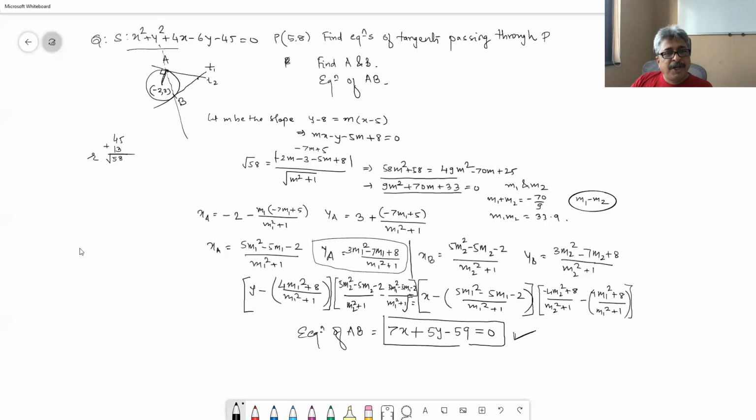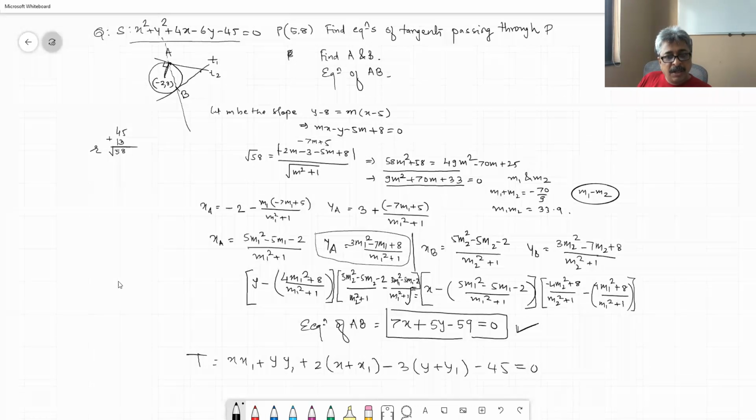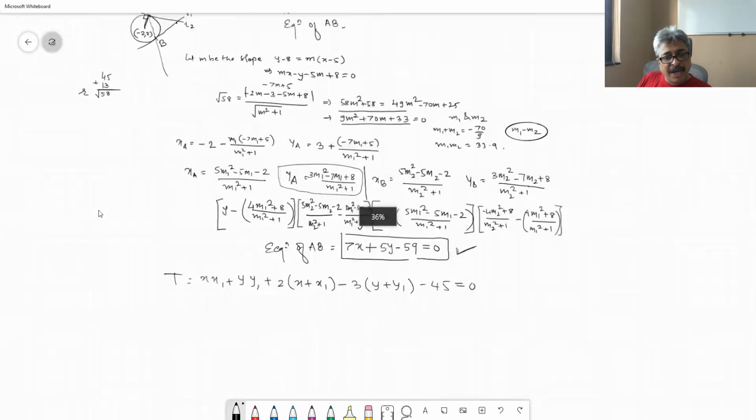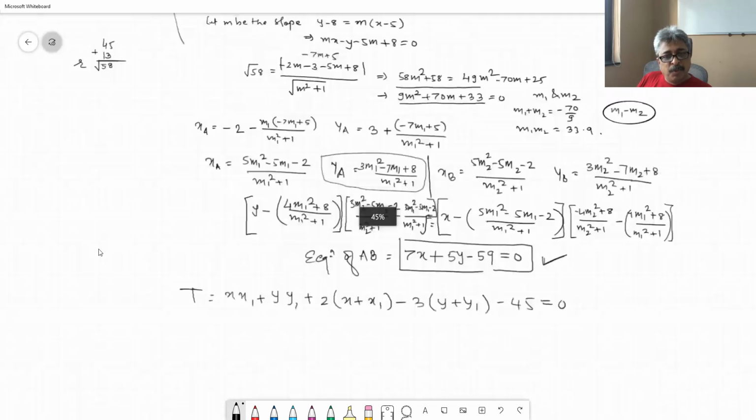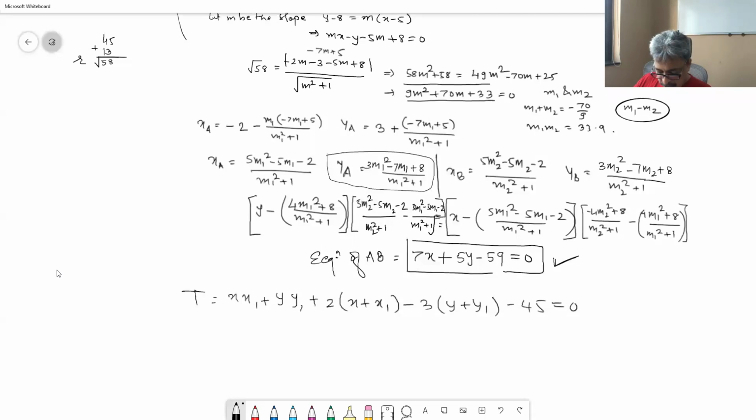what is the equation of T that we have found out for this equation? T is equal to xx1 plus yy1 plus 2 into (x plus x1) minus 3 into (y plus y1) minus 45 is equal to 0. If x1, y1 belongs to the circle, then this would have been the equation of tangent, right? But unfortunately, the point given to us is 5, 8, and it does not belong to the circle.